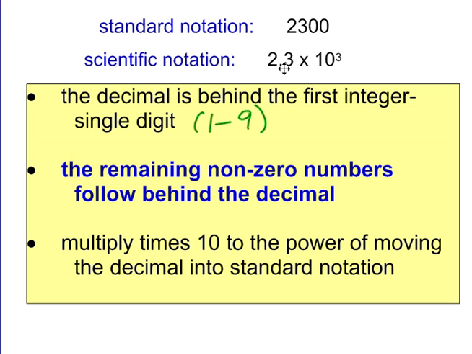So for us to go from 2.3 to 2,300, we would have to move that decimal 3 places to the right. And because the exponent here is positive, that means we have a large number, so we'd move the decimal from right behind the 2 to the right to make it larger. If it was negative, we'd go in the other direction. So let's practice a few of those to see what I'm talking about.